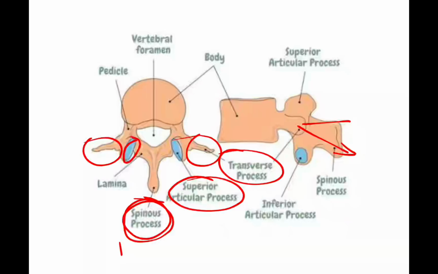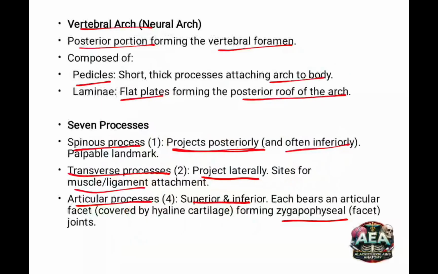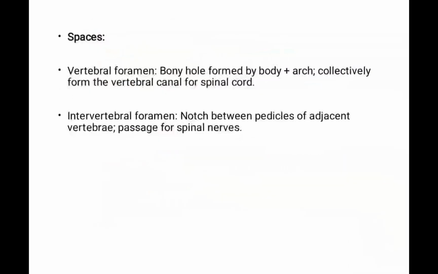Now, if you look at this, we have the superior articular facet. Look at one here, 1, 2. If you go down inferiorly, you have one on this side, and on the other side you have another one. So this is 1, 2, 3, and that on the other side, which makes it 4. So we have 4 articular processes, 2 transverse processes, and 1 spinous process.